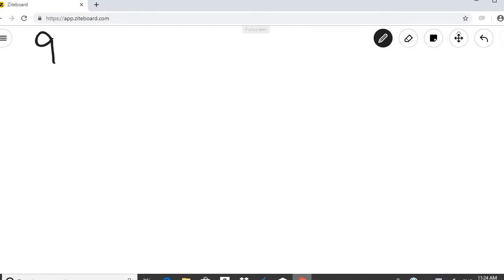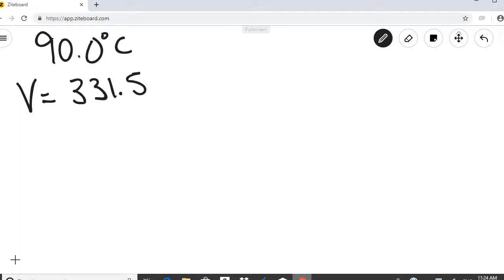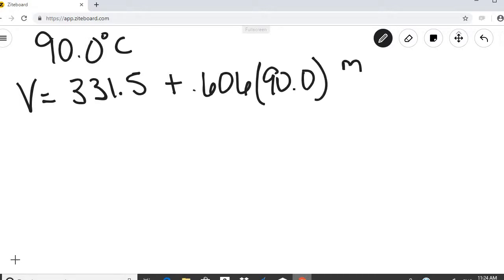So 90.0 degrees C is the temperature. It's almost 200 degrees Fahrenheit, so pretty hot temperature. Velocity is equal to 331.5 plus 0.606 times the temperature, which is 90.0. And then we don't put any units in any of the numbers within the calculation, and then our final units are just going to be meters per second.